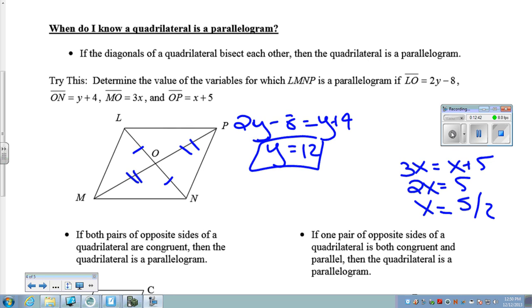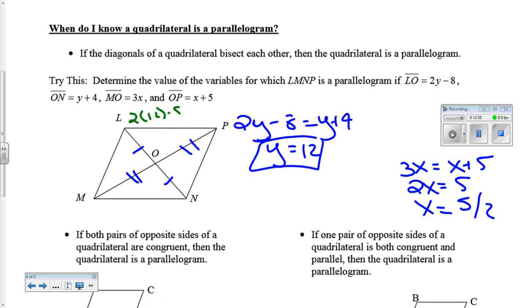Okay, so I got y to equal 12 and I got x to equal 5/2 when I solved my equation. So if you can show me that the two diagonals are truly cut in half, then you can show me that that is a parallelogram. And of course we know that we could go back in just to prove it and plug in my 12. So 2 times 12 is 24, minus 8 is 16, so that's 16. And then y plus 4, 12 plus 4 is 16. Okay, so that is truly cut in half.